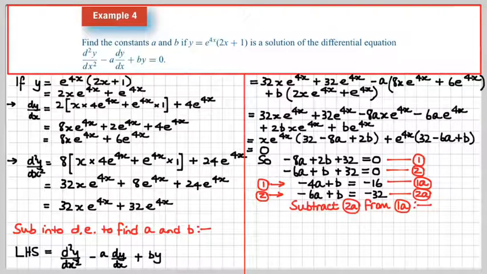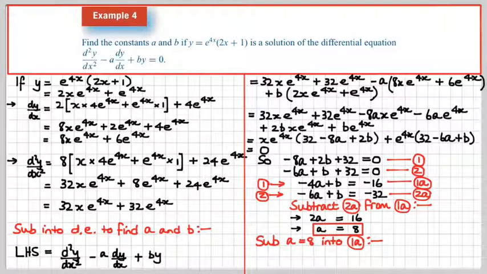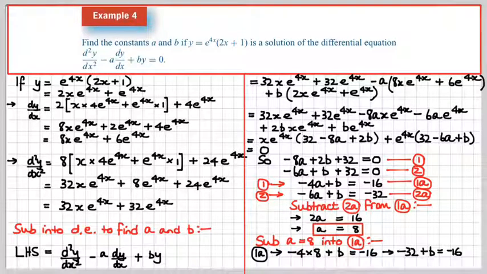Subtract 2a from 1a, which would get us minus 4a plus 6a. The b's are all gone, goodbye, equals minus 16 plus 32. So it looks like a is 8. Now we can substitute back for a into one of those equations. I'll put it into 1a. So if a is 8, it's going to be minus 32 plus b equals minus 16. And therefore b will be 16.